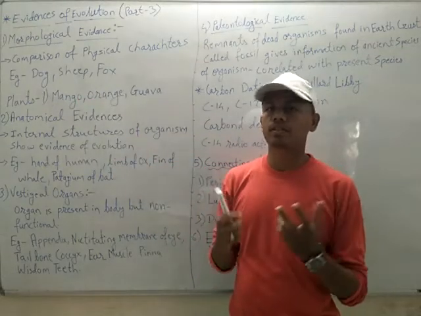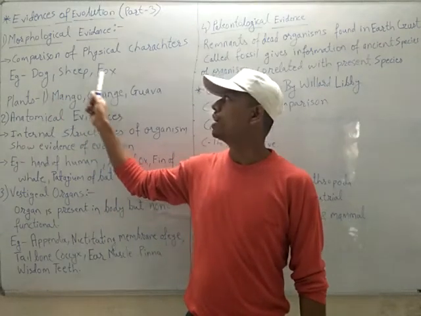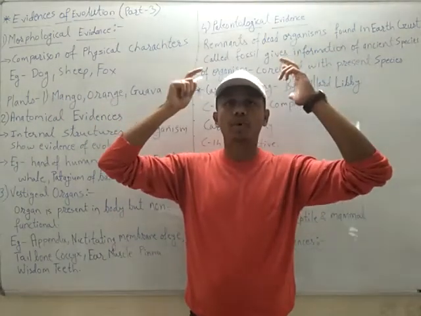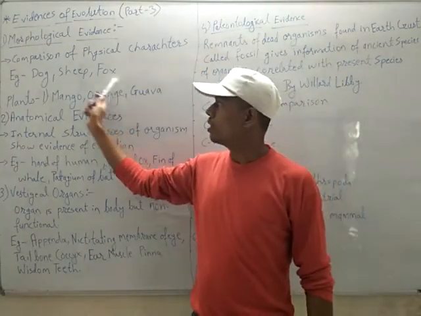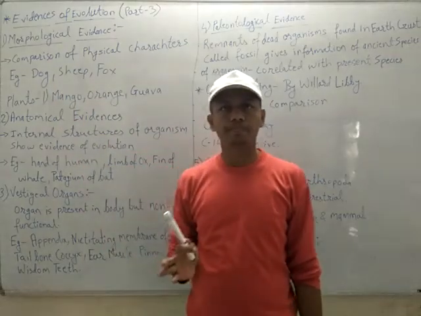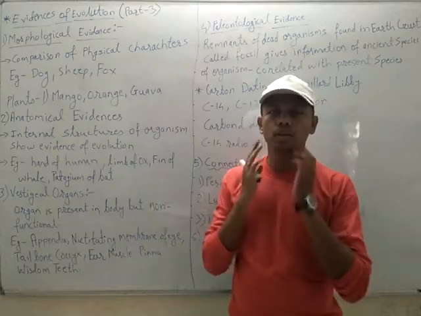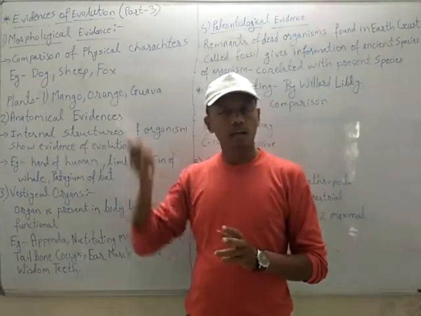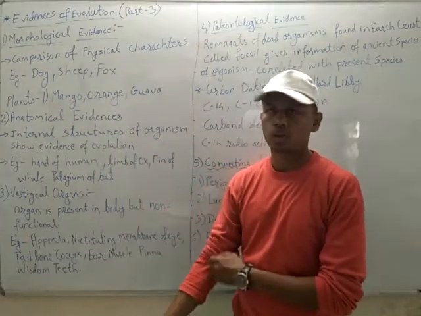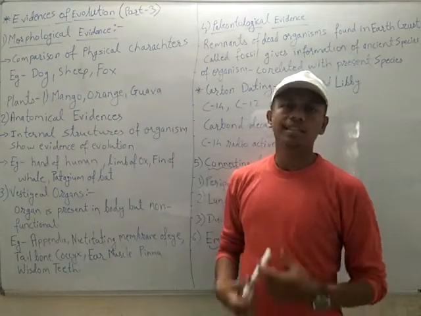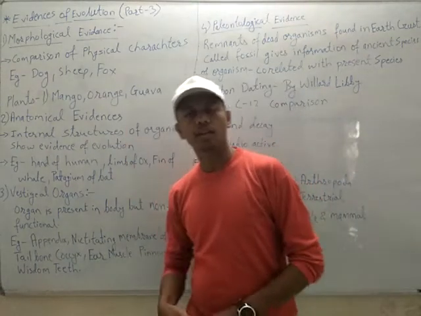The arrangement of the face is also the same: mouth, nose, the location of the ears on the top of the head. So the arrangement of the face of the fox, sheep and dog is the same. Eyes are at the same location, nose is at the same location, mouth is at the same location, ears are at the same location in all the organisms, dog, sheep and fox. So this is the similarity that we can compare with each other in different organisms.